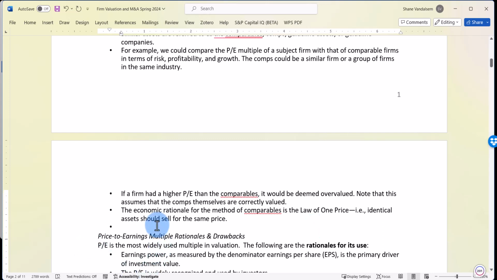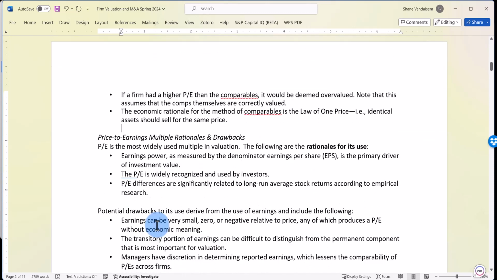I should say risk-free excess return goes away. So I'm going to start off by talking a little bit about the rationales and drawbacks of the price-to-earnings ratios.